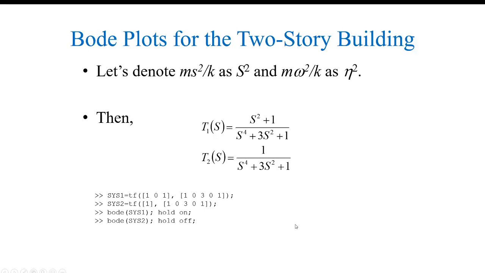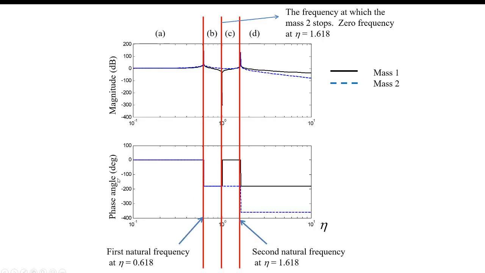Now the Bode plots. I replaced m times omega squared divided by k with eta squared. Similarly, because I want to plot the Bode plot, which is in the S domain, you need to find the coefficients of the transfer function in the S domain. So I denoted m s squared divided by k as capital S squared, so that way I can just have numbers. So I plotted the Bode plots. Actually, I didn't plot this one. This is from your worksheet.